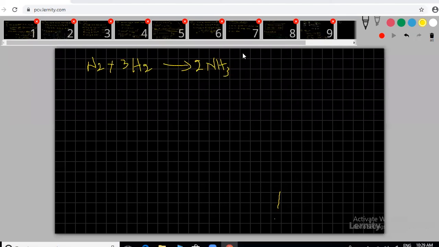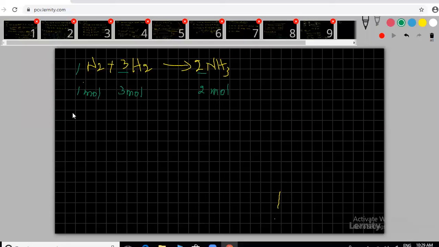Good, sir. N2, 1 mole. And in front of this, how many moles? This is 1 mole, sir. This is 3. This is 2. You can write here 1 mole, 3 moles, 2 moles. You need to write the balancing equation first. Try to practice balancing equations. These are simple things, 10th standard only. We'll discuss actual JE level later, how to balance equations.